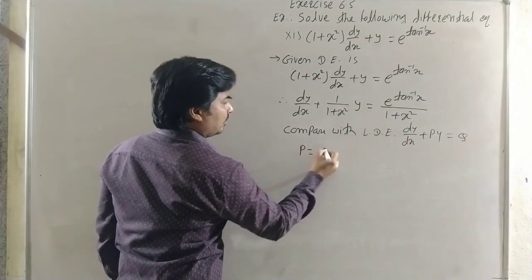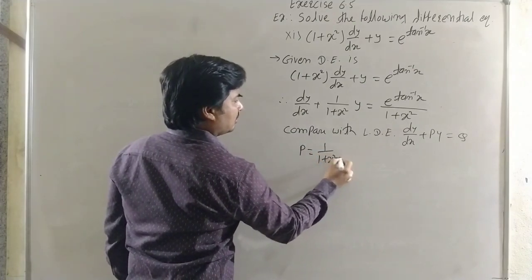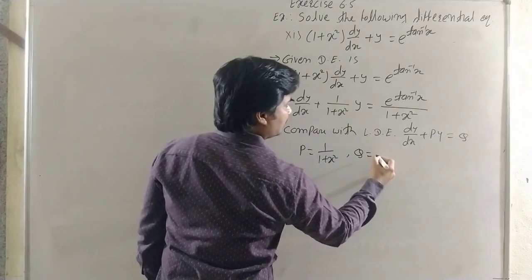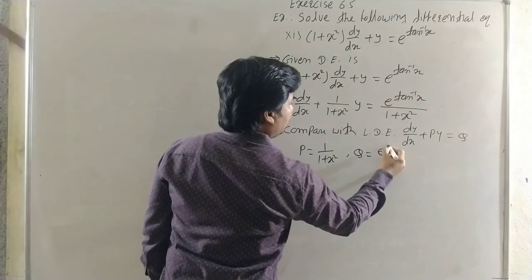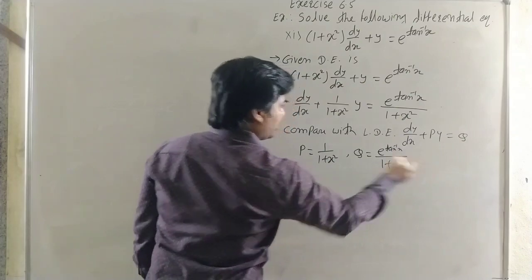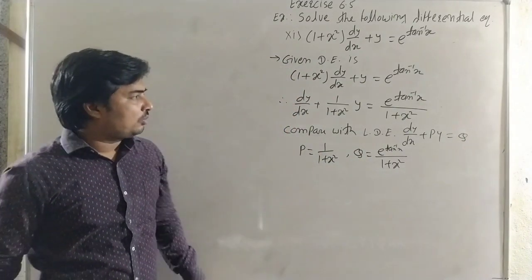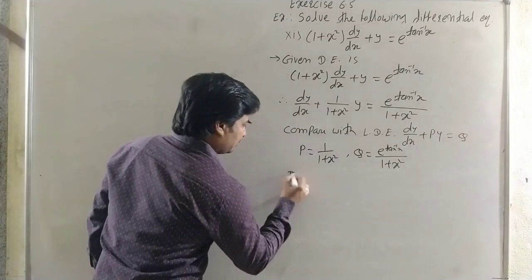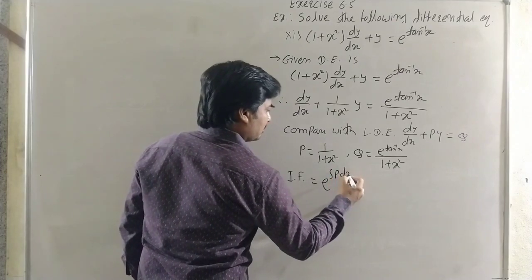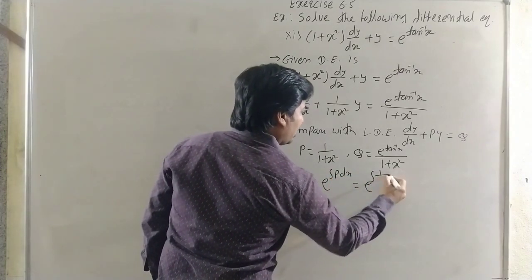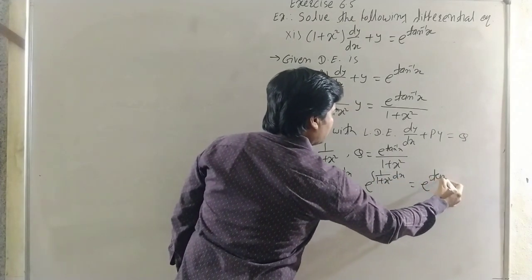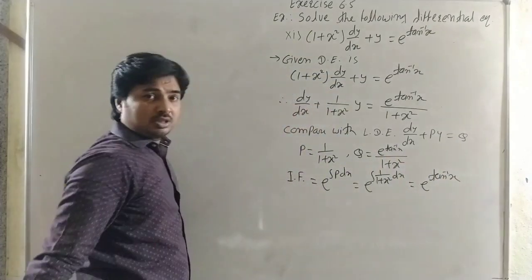Then p is equal to 1 upon 1 plus x square and q is equal to e raised to tan inverse x upon 1 plus x square. It is a q. Okay. Now p and q are the functions of x. So first find the integrating factor, e to the power integration of p dx. Then e to the power integration of 1 upon 1 plus x square with respect to x, and then it is e to the power tan inverse x. It is a standard integral 1 upon 1 plus x square.